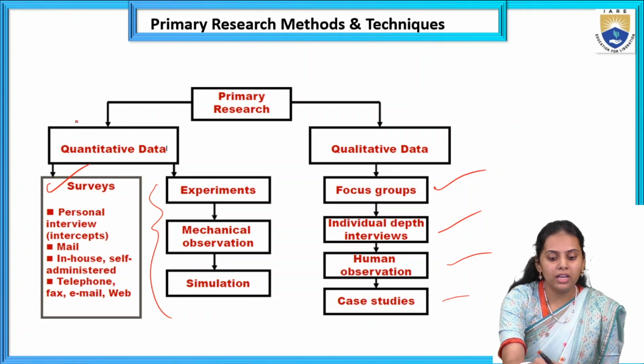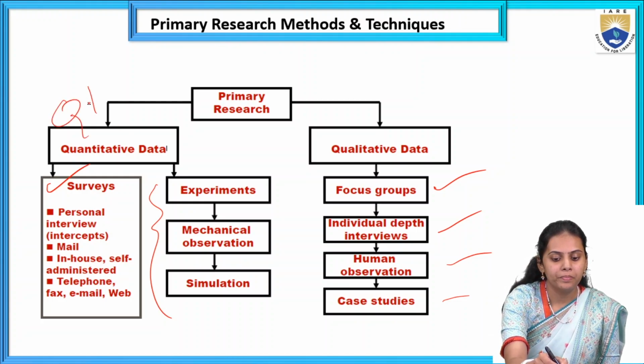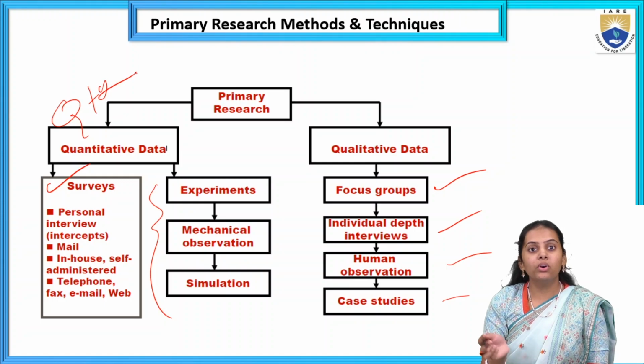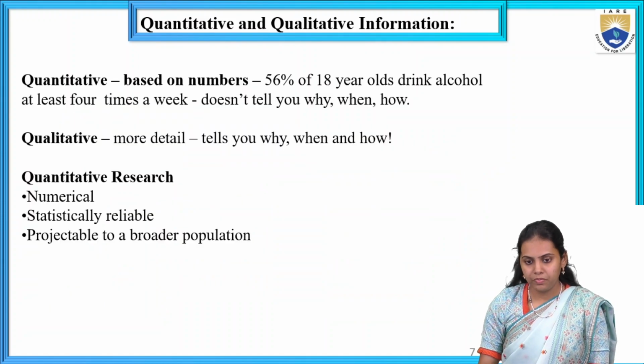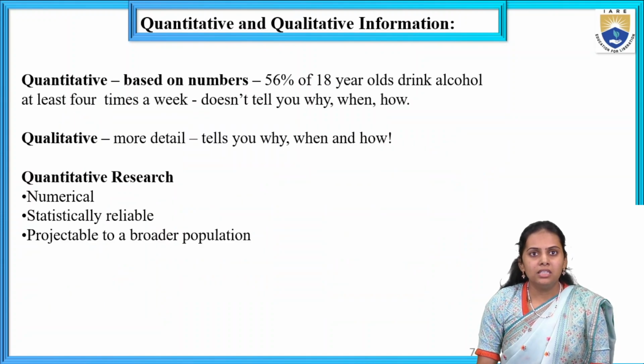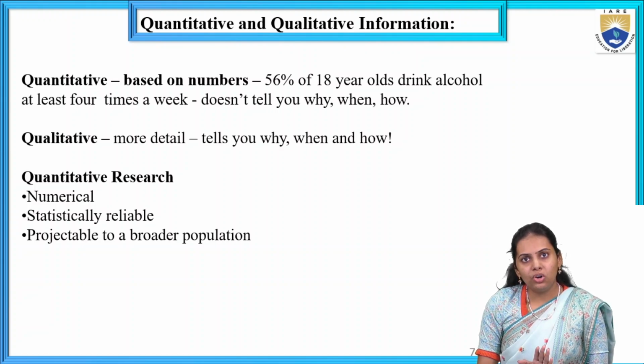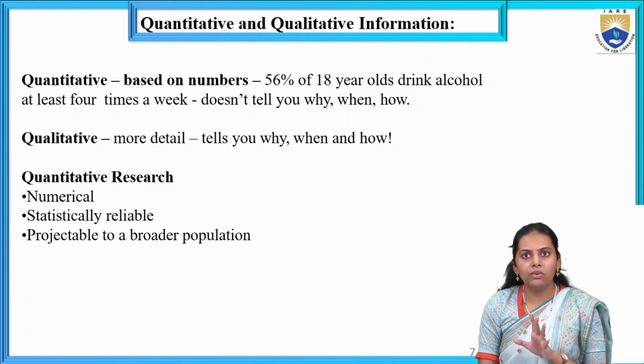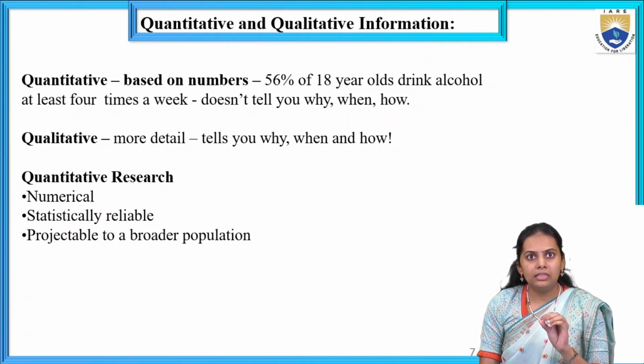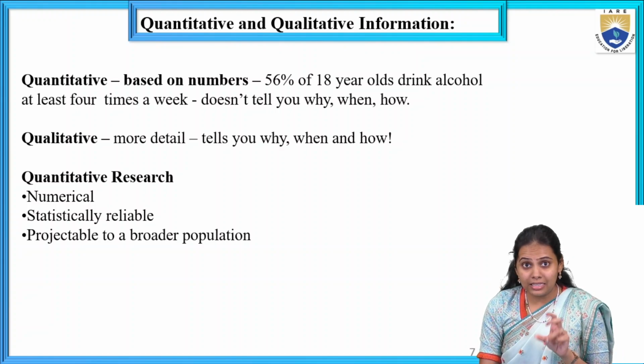Whereas here we are measuring the quantity. So that was the thing. Here we are going with the survey point of view. Whereas the quantitative is always based on numbers. For example, 56% of 18-year-olds drink alcohol at least 4 times a week. It doesn't tell you why, when, and how. So that was the thing.